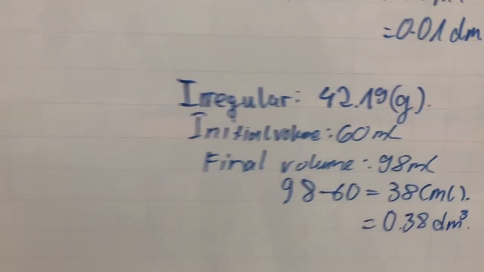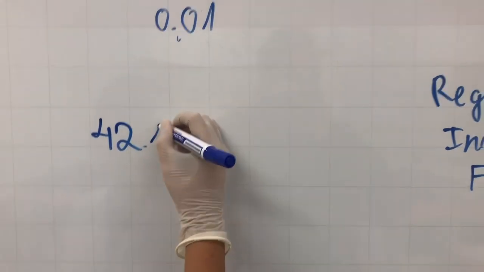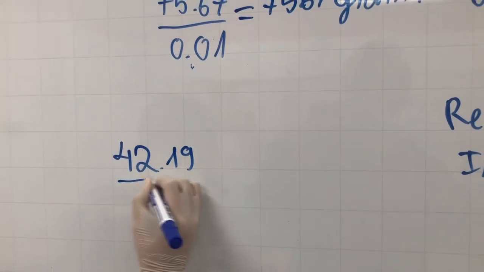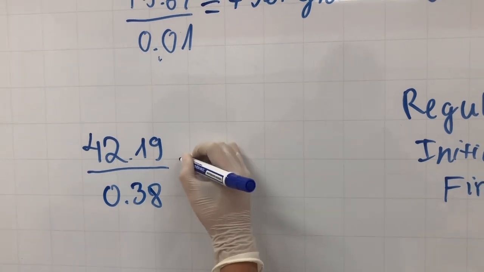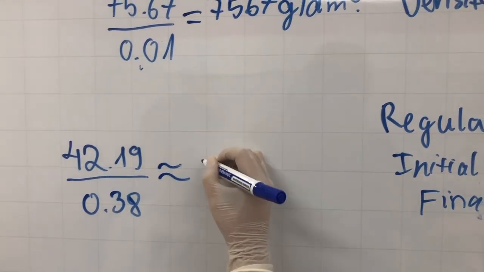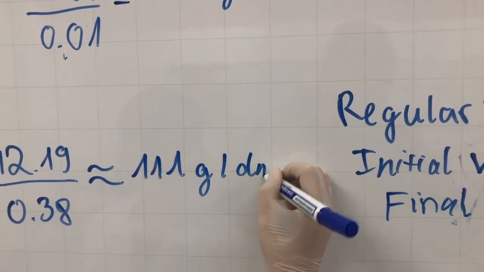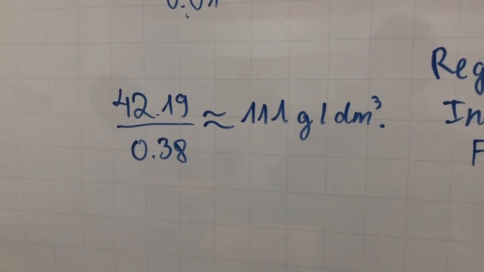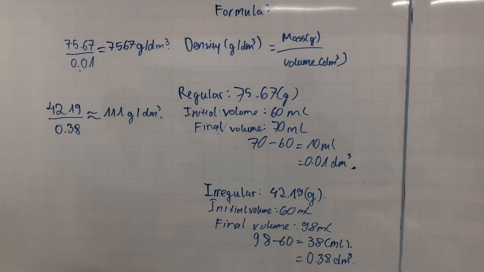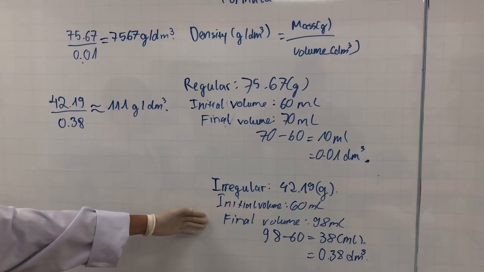So now is the density of our irregular object. We got the mass of our irregular object is 42.19 gram over 0.38 decimeter cube, which is approximately 111 gram per decimeter cube. So that's the density of the irregular object. So here's how we measure the density of the regular object, and here's how we measure the density of the irregular object.